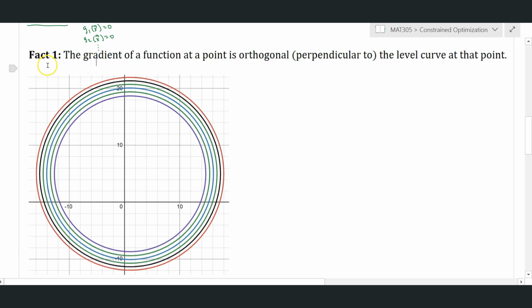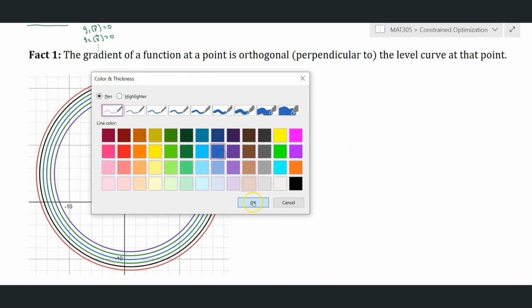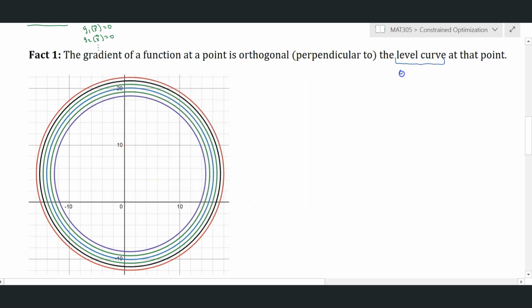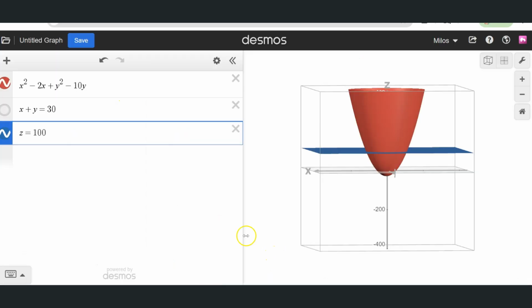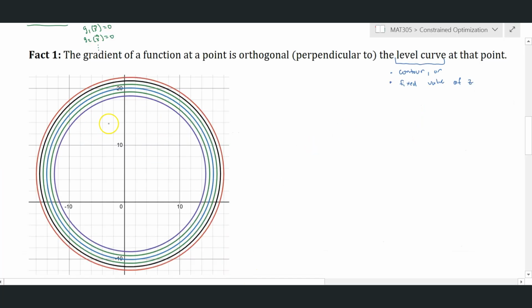So the gradient of a function at a point is orthogonal, or perpendicular, to the level curve at that point. Now, level curve is the same phrase that means contour, a fixed value of z. So at each fixed value of z, we get one of these circles. Now here I just have a variety of them. I could actually go into our graph here, and I could just slice this at many points, and each one of them would just create a circle of different radius. And so here is just a variety of them.